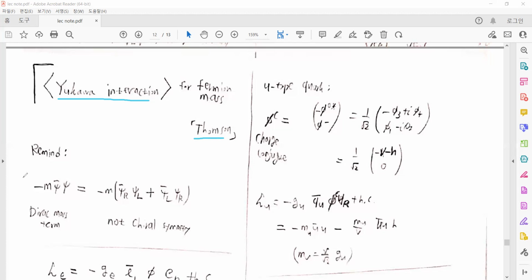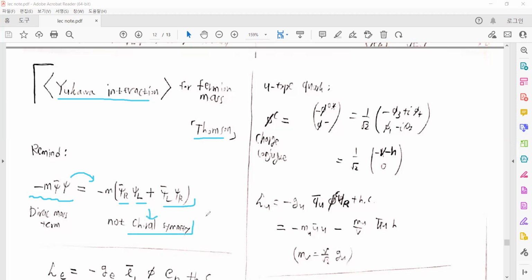And recall that in the local gauge invariance video, there are some Dirac mass terms, things like that. If we expand these into right-handed and left-handed components, then there will be a mixing term between the left and the right-handed sides. So it is not gauge symmetric.